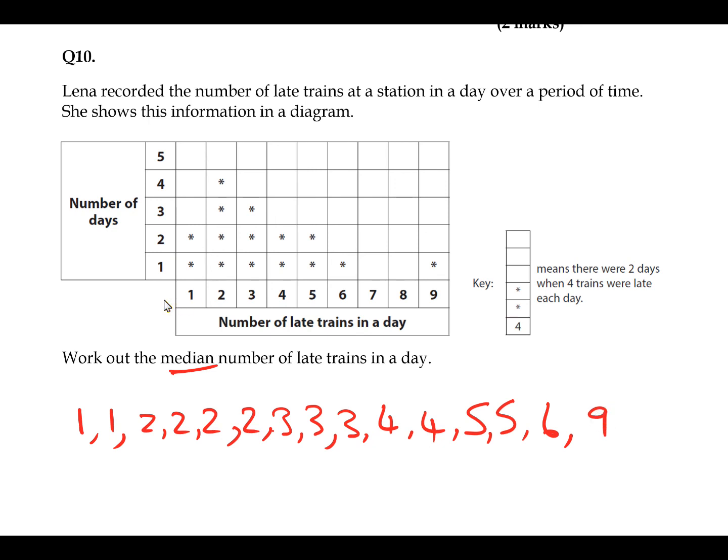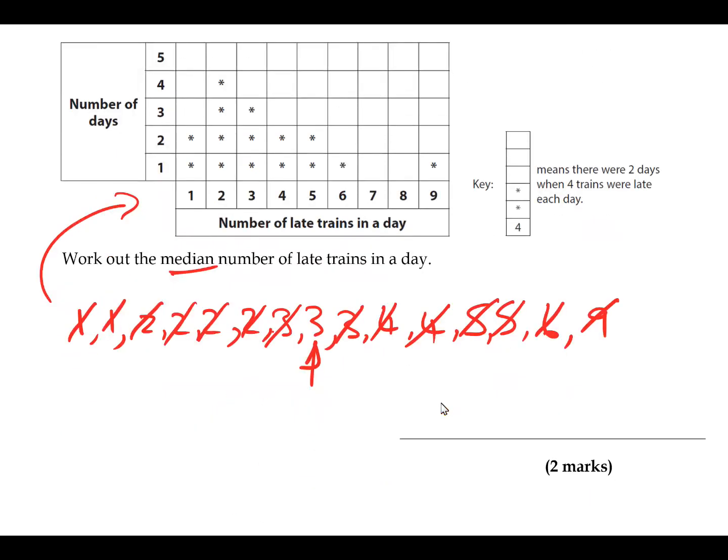So can you see how we've changed the data from the table into just the raw data that created it? There were 2 1s, 4 2s, 3 3s, and so on. All we've done is create the data that this table represents. So now, to find the median, we have to cross them off from the end. So the median number is 3 trains. Okay? Because our data is in trains.